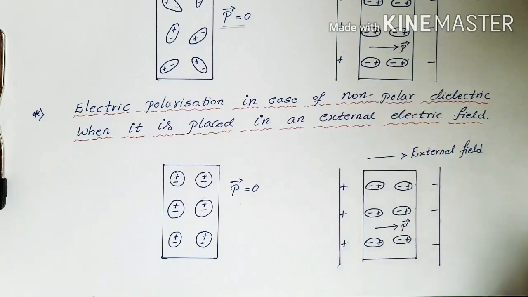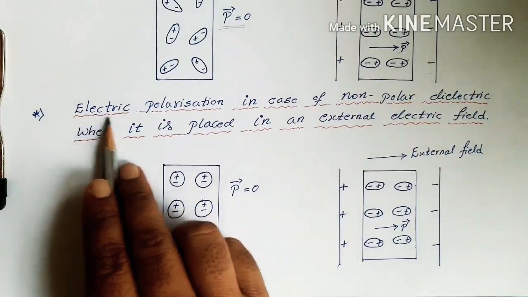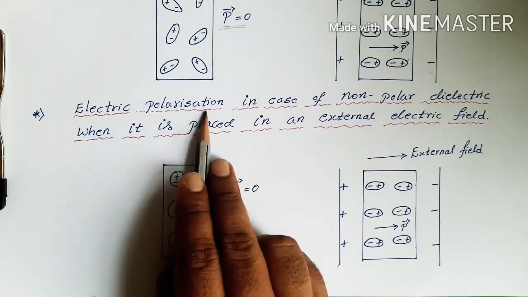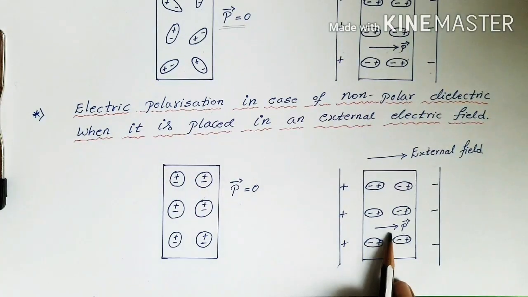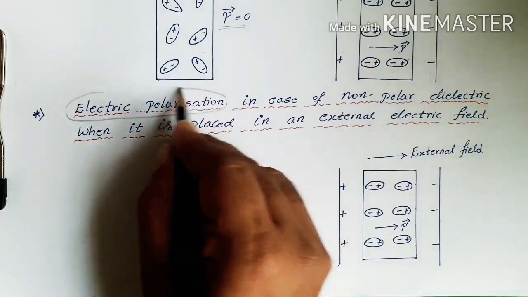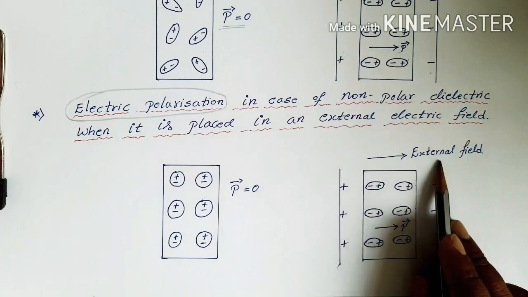Related to this, we can also study dielectric breakdown and dielectric strength. And this electric polarization, or the polarization density as we call it, is a vector quantity because it has a direction. The dipole moment, how it is developed, has a direction, in the direction of the external field. So this electric polarization is a vector quantity, and its direction is always in the direction of the external field.